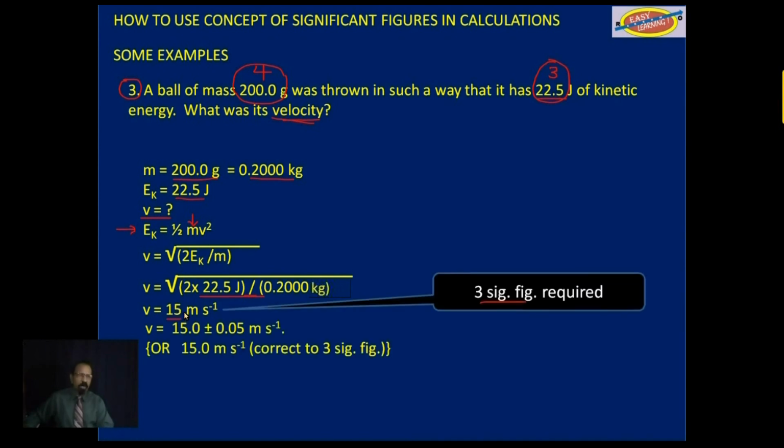3 significant figures are required. So you just add a 0.0 to it. Now you do have 3 significant figures. And since this is our uncertain digit, which is the 1/10, half of the 1/10 would be 0.05. And so our answer is 15.0 plus or minus 0.05 meters per second. Or you could say 15.0 meters per second correct to 3 significant figures.